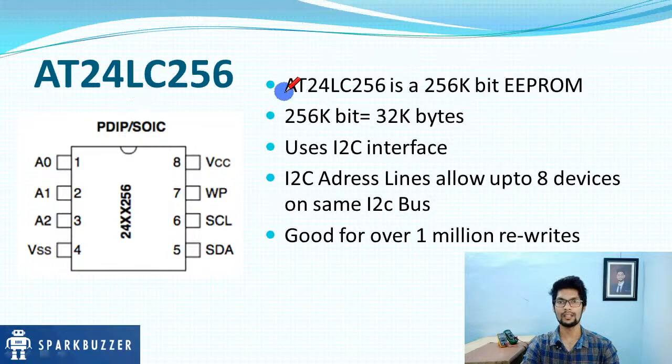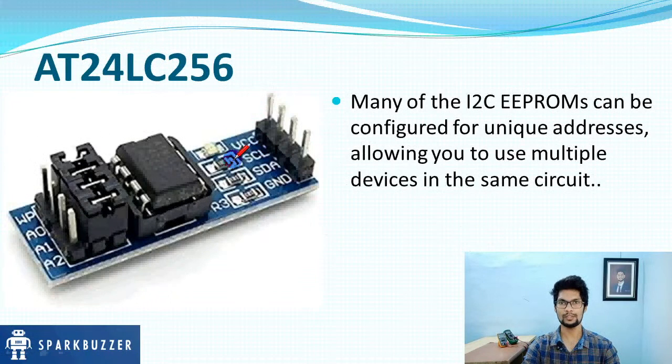AT24LC256. It is a 256 kilobit EEPROM, which means 32 kilobytes, which is 32 times higher than the Arduino Uno internal EEPROM. This external EEPROM uses I2C connections and has 3 address lines, which allows up to 8 devices on the same bus. You can see here the 3 address pins, and these are the I2C pins, SCL and SDA, and this is good for 1 million rewrites. So this is the I2C EEPROM model.